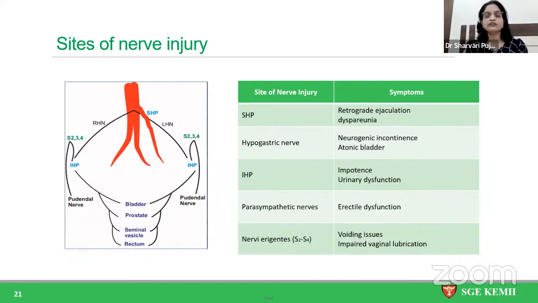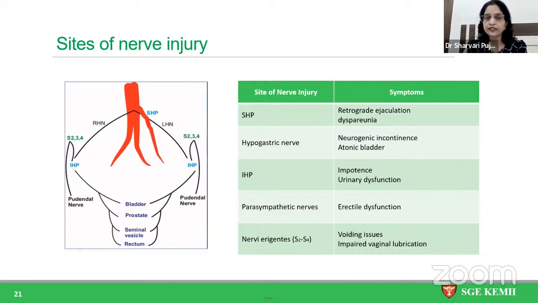If there is injury of the superior hypogastric plexus, the symptoms can be retrograde ejaculation and dyspareunia, because the majority of the nerves are sympathetic. So parasympathetic overactivity will happen. If the hypogastric nerve is injured, there will be urinary symptoms in the form of neurogenic incontinence or atonic bladder.